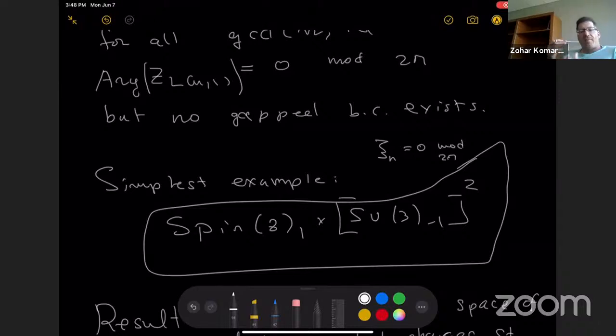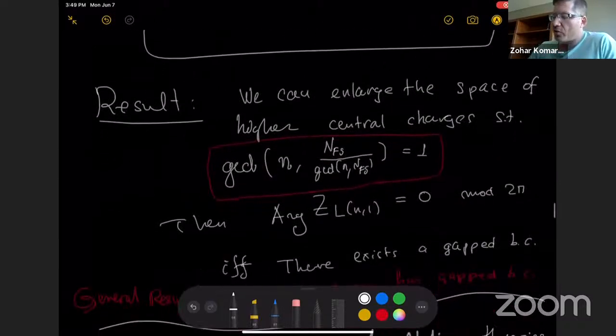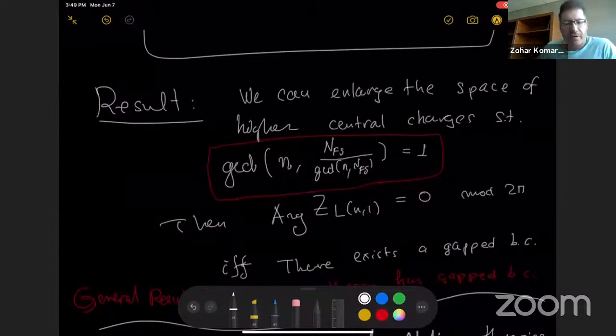And you can ask, maybe there is an extension of the higher central charges that would be more exhaustive. That would be an if and only if. And here I'll just quote the result. I'm not going to prove it, but I'll just quote it. It's one of the main results of our upcoming work.